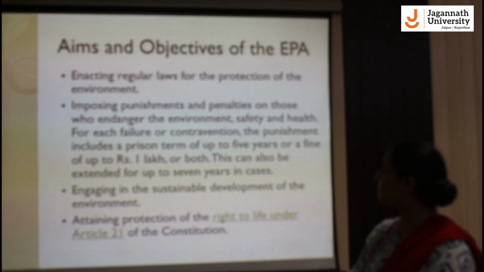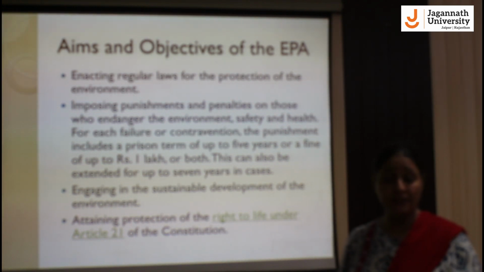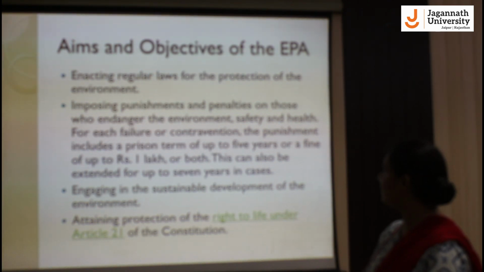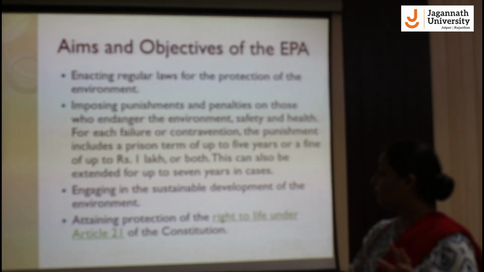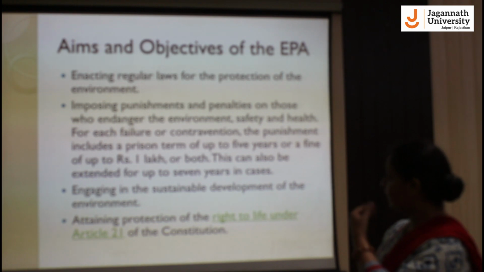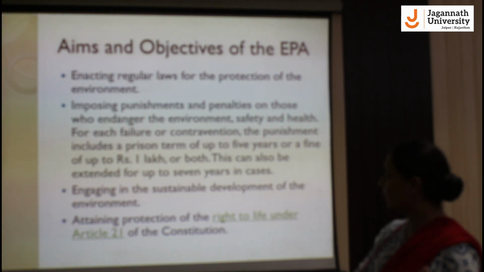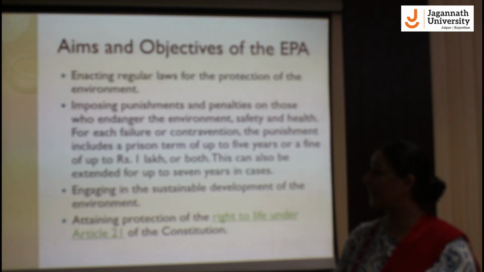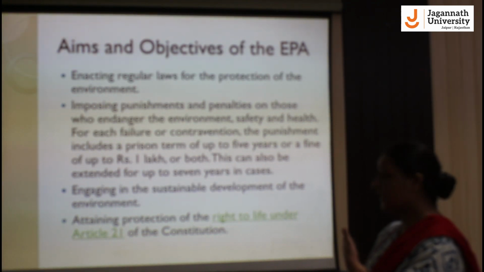Some other aims and objectives are enacting regular laws for the protection of the environment, and imposing punishments and penalties, which is a main part of any act or legislation, on those who endanger the environment, safety and health. For each failure or contravention, punishment includes a prison term of up to 5 years or a fine of up to rupees 1 lakh, or both. This can also be extended up to 7 years in some cases.